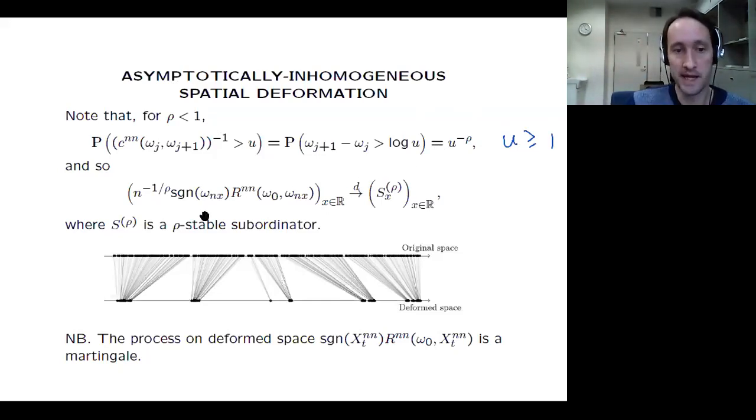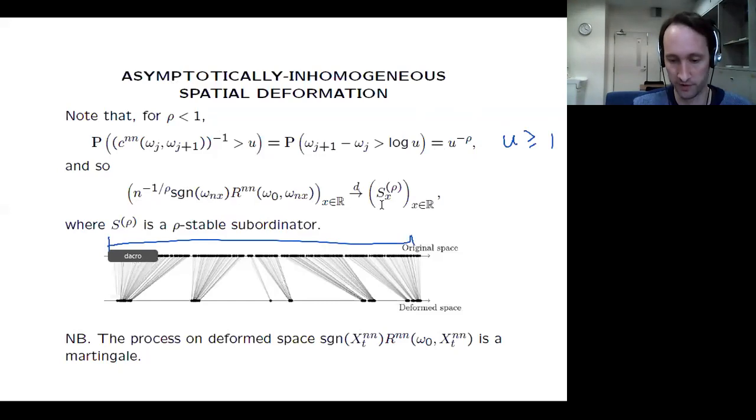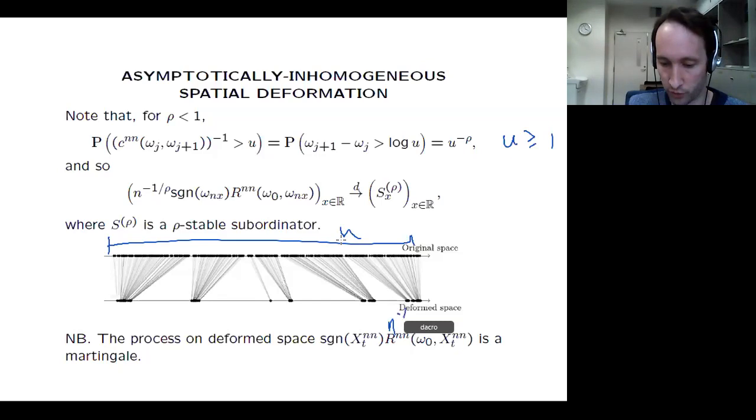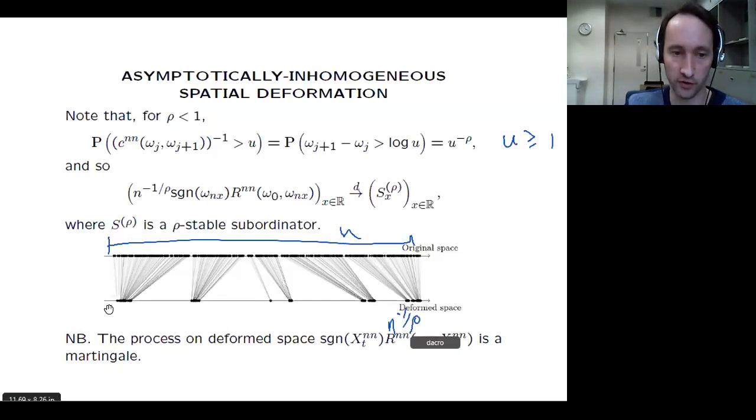And of course, what this means is that if we look at the scaling limit of this scale function, then on the scale of n to the -1 over rho here, it looks like a stable subordinator. So it's going to converge to a rho-stable subordinator. In this picture, the rough idea is that I've got distance about n along the top, and I've got about rho n particles. In the deformed space, the resistance distance across this interval should be about n to the 1 over rho.